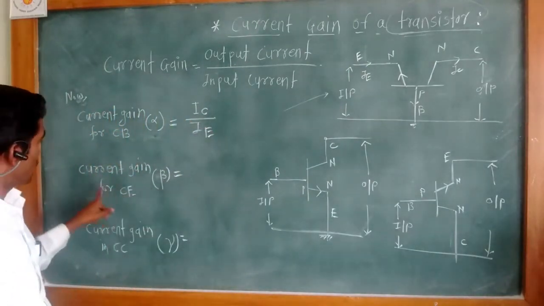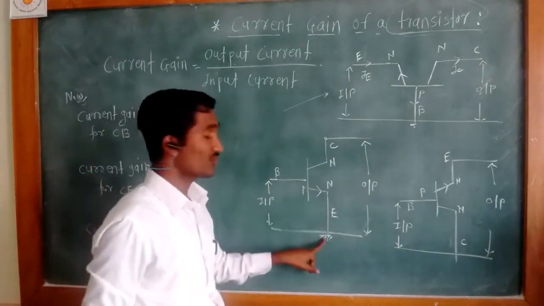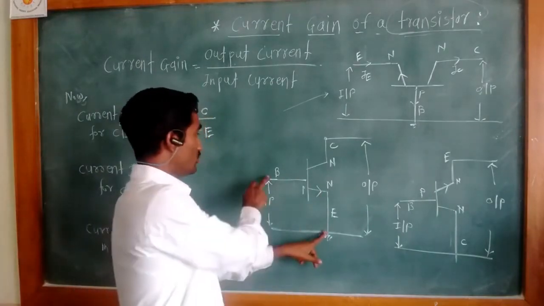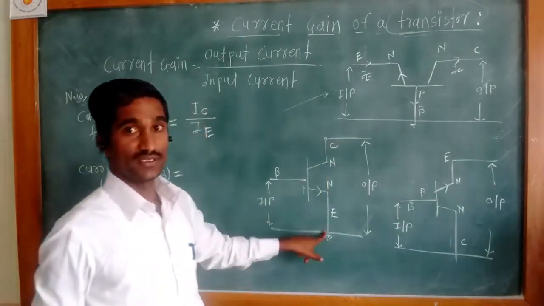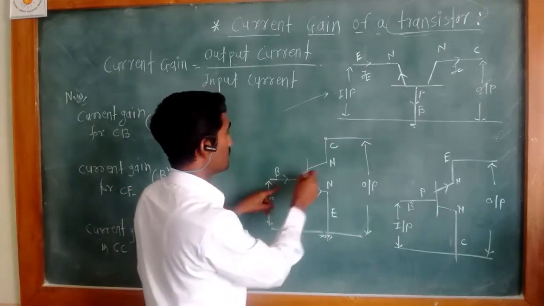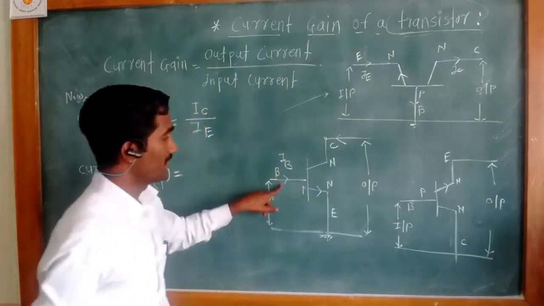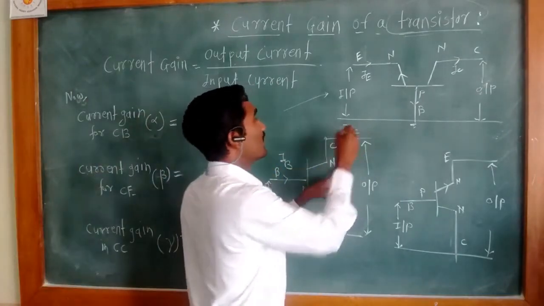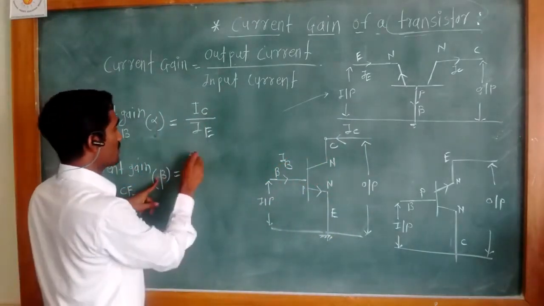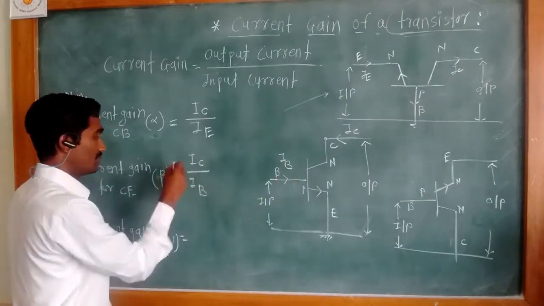Next, the current gain for the common emitter configuration. In this configuration, the emitter terminal is common for the input section as well as the output section. The input current is IB and the output current is IC. So we can write beta is the output current IC divided by the input current IB.